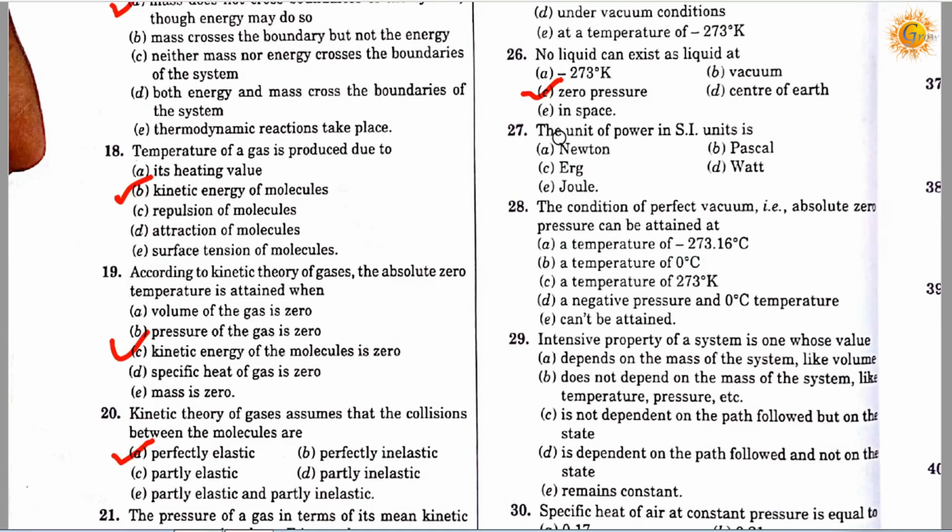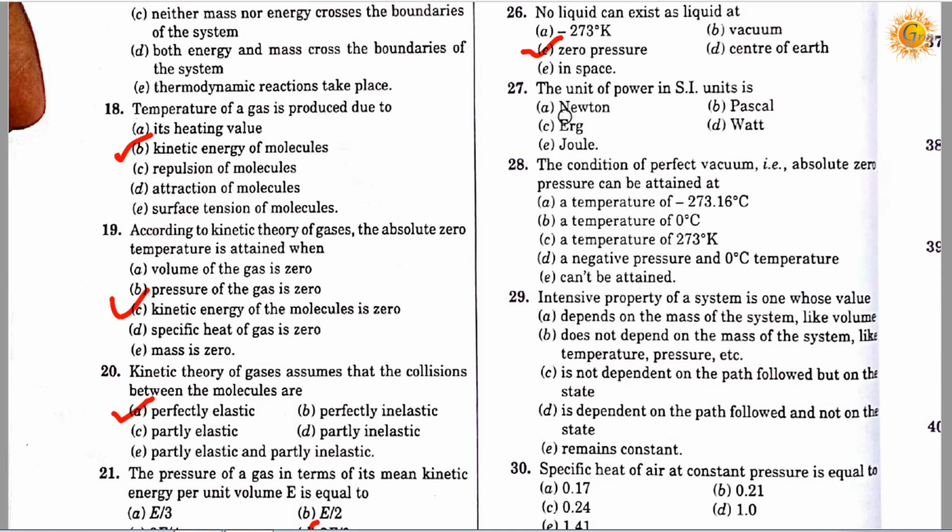Question number 27. The unit of power in SI units is: option A, Newton; option B, Pascal; option C, erg; option D, watt; option E, joule. So the correct answer is D, it's a watt.